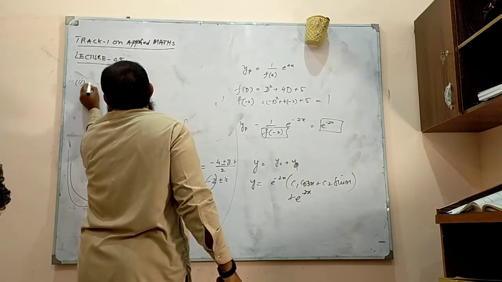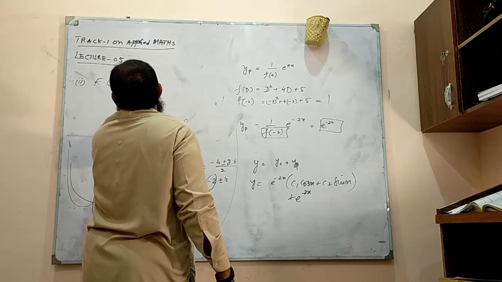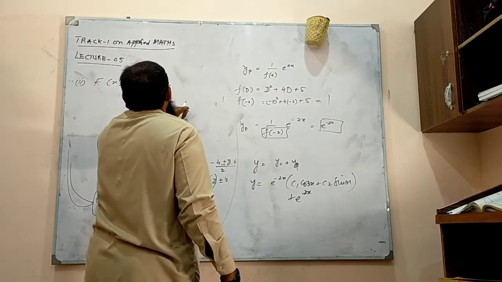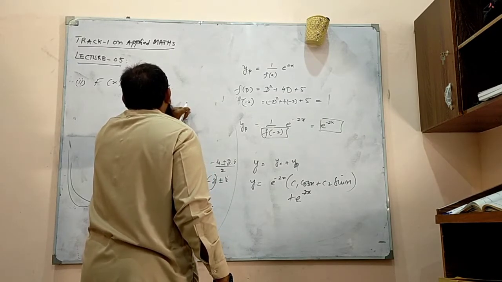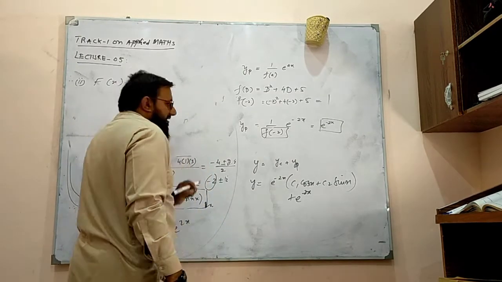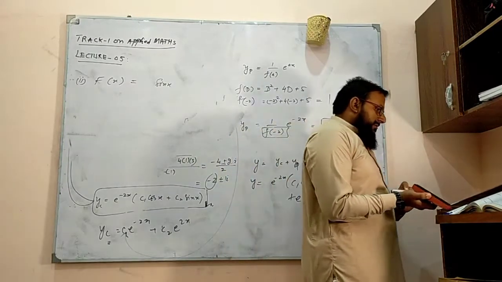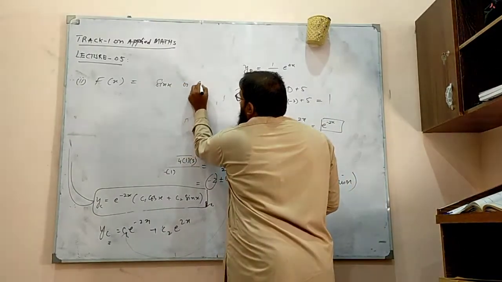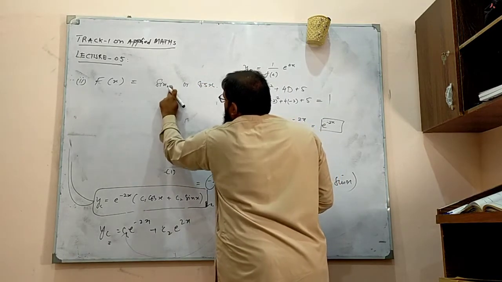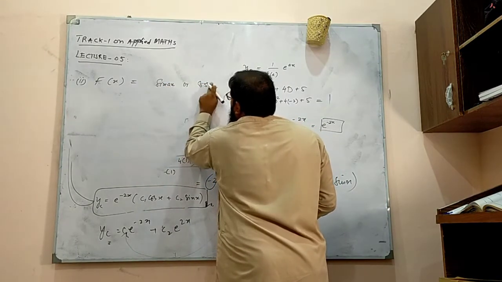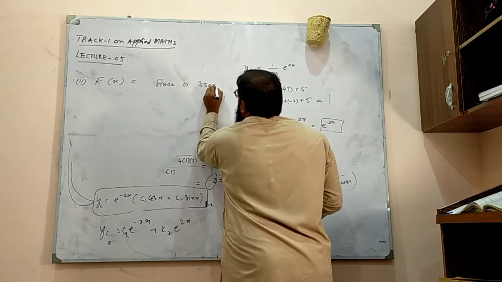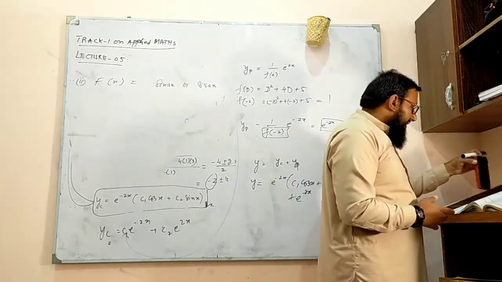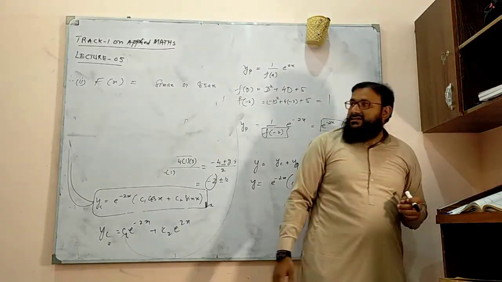Now the second case is when your f of x is sin x or cos x with some coefficient. So right hand side is sin x or cos x, but it should better be sin ax or cos ax, because the coefficients can be different.